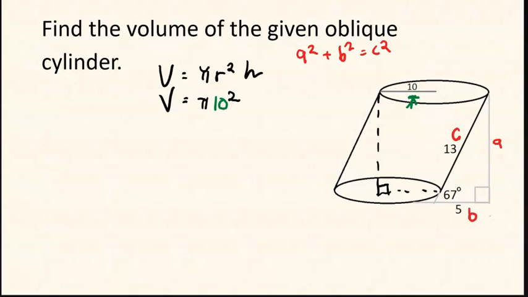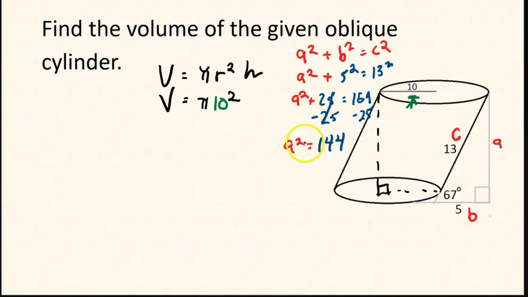Now I'm going to plug in 13 squared. Then I have 5 squared. I have to square everything, and as I run out of room, I'm going to have 25 plus a squared equals 169. I'm hoping that the colors are helping you understand how I am substituting. Now I am going to subtract the 25. So I have 144 equals a squared, then I have to take the square root. I'm going to get 12. So that is my height, 12.